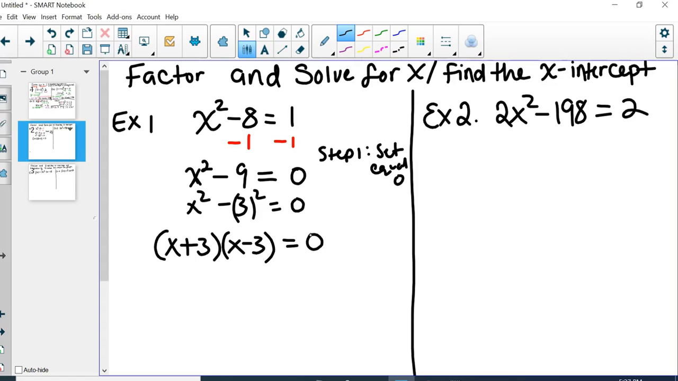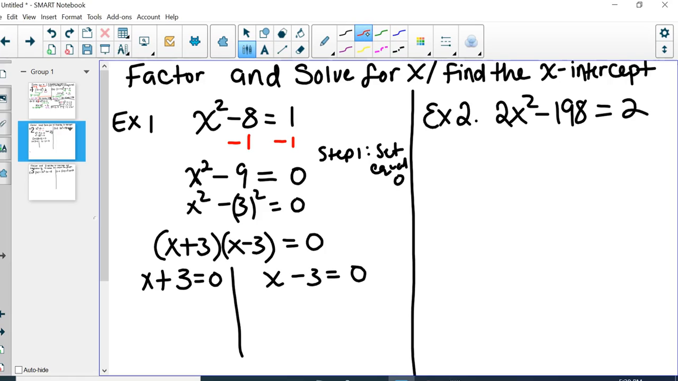Now to solve, I'm going to solve each one of my parts. Remember that the only way that two numbers multiplying each other equals 0 is if at least one of them is 0. For example, 3 times 0 is 0, or 0 times 4 is 0. So at least one of them has to be 0. We're going to solve in two cases. Either x plus 3 equals 0, or x minus 3 equals 0. That's the only way these two can multiply to 0. So then we solve for the two cases.